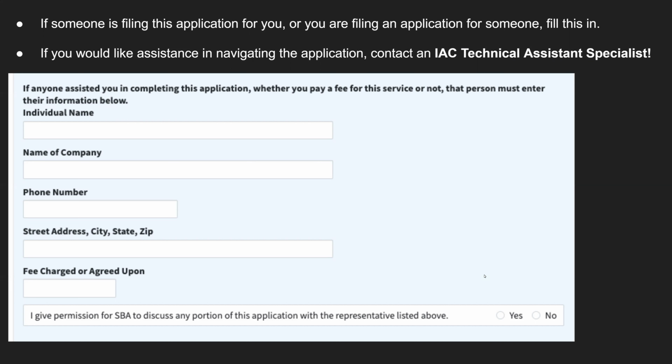If you would like assistance in navigating the application process or gaining access to the technology or internet access that you need to apply online, feel free to go ahead and contact us at the Intertribal Ag Council. We're happy to assist.